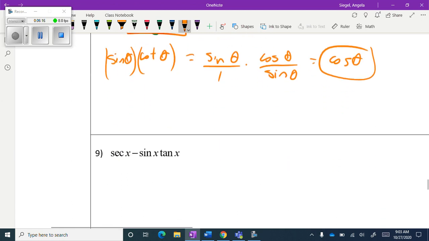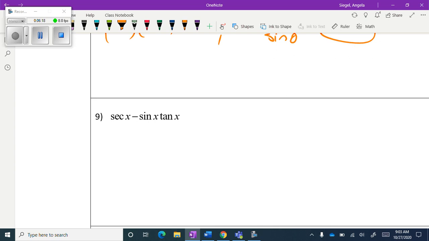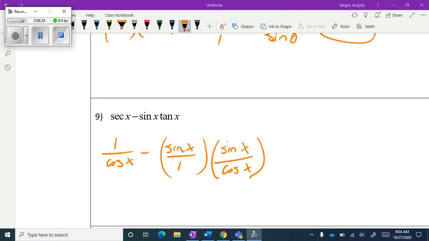Okay, so let's see what you can make of number 9, because it's got some algebra in it. Okay, so when I break it up, I'm left with this. And so I think what I'm going to have to do is multiply these together broken up.